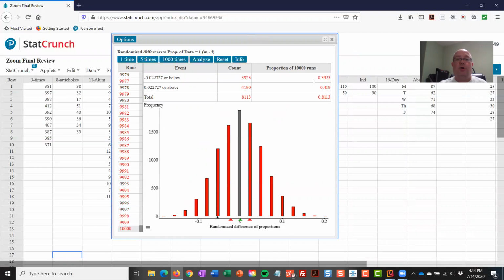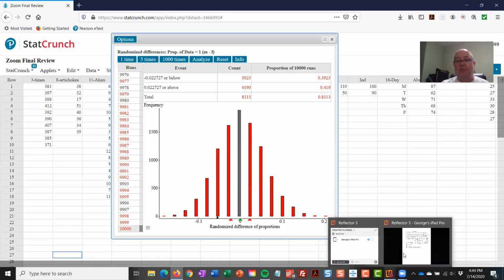The top row lists the p-value if H1 was less than, below. The second row lists the p-value if H1 was greater than, above. But the third row lists the p-value for the two-tail test, not equal to, and that's what we had here. I have a p-value, which is pretty large, of 0.8113.